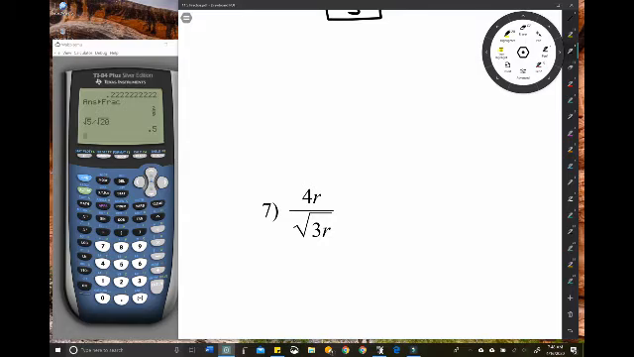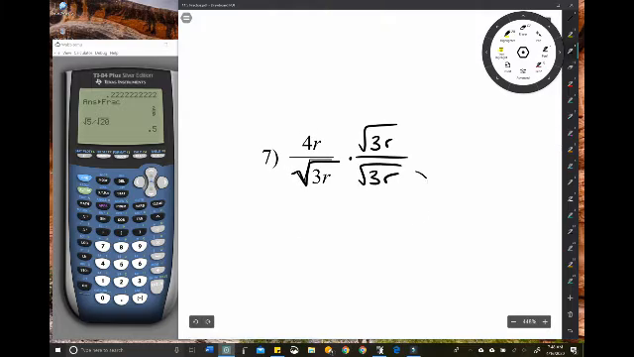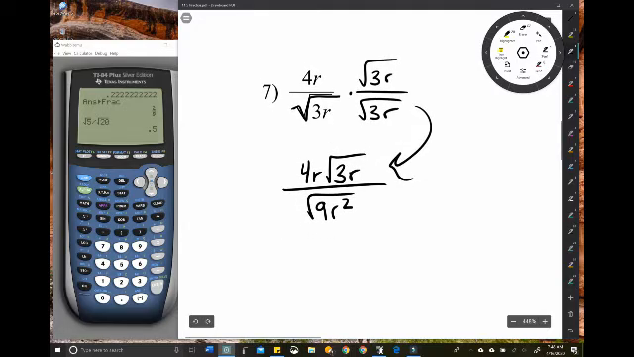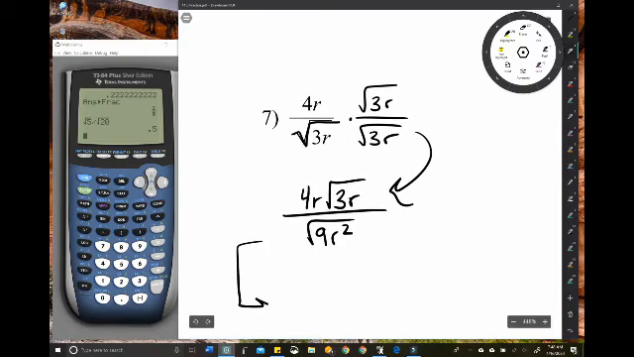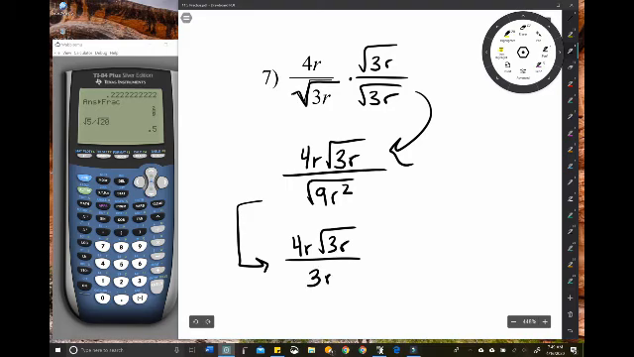Right off the bat, just be careful. You can't cancel out this r and that r. This is in a square root. It's being protected. So just multiply by 3r. It's going to look funky, but that means 4r roots of 3r all over 9r squared. Notice what happens here. Root of 9r squared is just 3r. And the last little bit that we can do is, since these are both outside, we can cancel them out. 4 roots 3r all over 3.